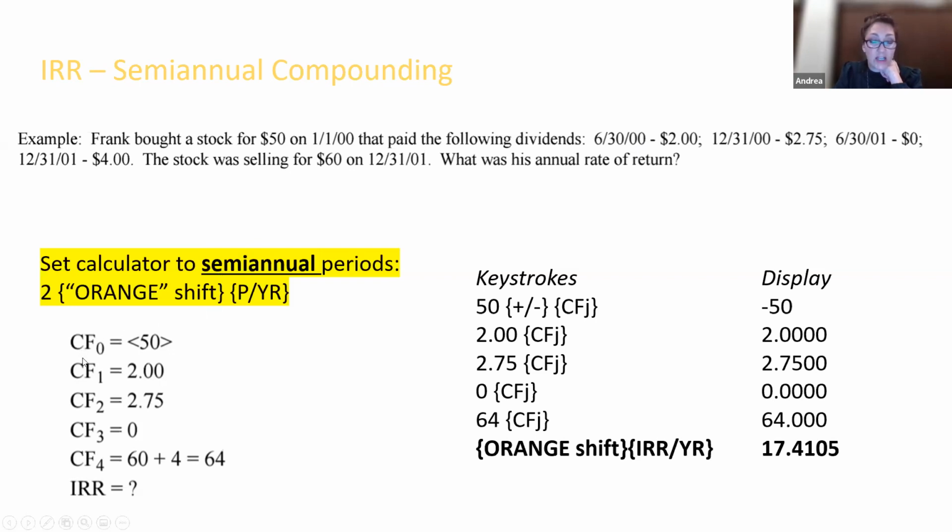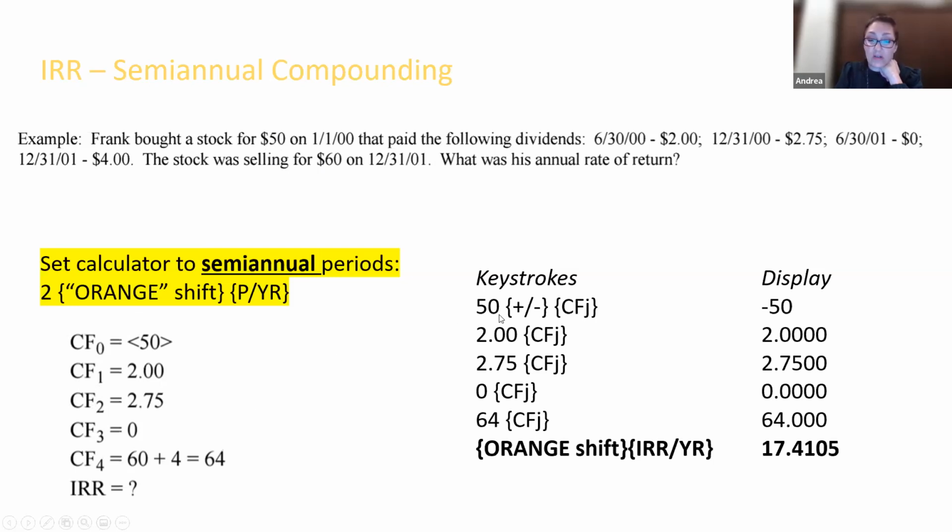All right, and here are your cash flows. So the zero cash flow is $50. That's what the original purchase was. And then the first cash flow was $2, which was the one in June. Then at the end of the year, he got $2.75. There was nothing the following period. And then in the last 6 months, or that last semi-annual payment, it was $64 because the stock was selling for $60 and he received a $4 dividend. And we're solving for IRR.